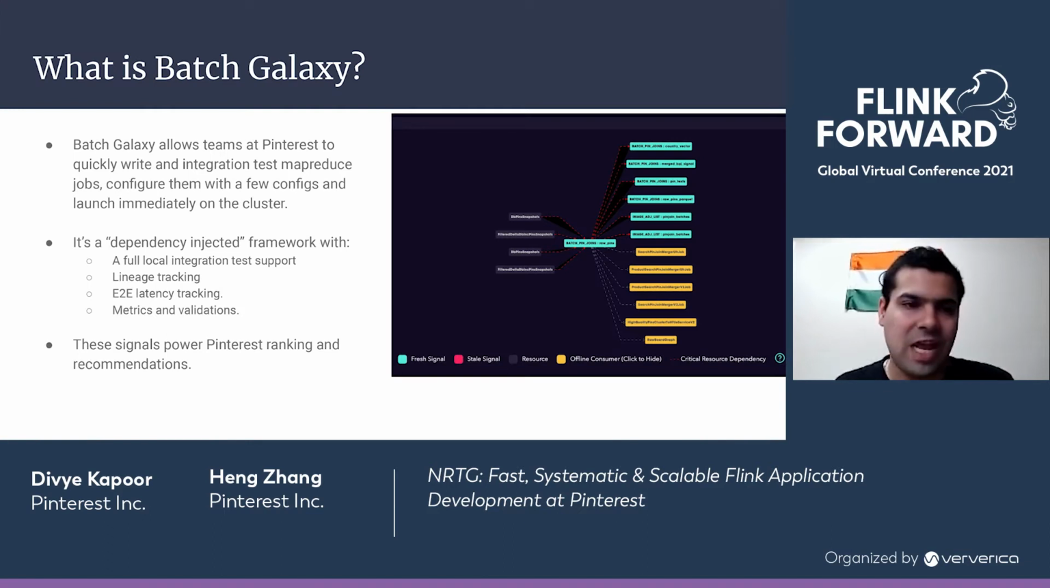So what is Batch Galaxy? Batch Galaxy is the system that allows teams at Pinterest to write and integration test MapReduce jobs and configure them with a few configs, and launch immediately on the MapReduce cluster. It's a dependency injected framework with full local integration test support. You can actually run the MapReduce job locally. And you have lineage tracking, you have a full ecosystem around it, some end-to-end latency tracking, metrics, validations, all sorts of good things that you need in a large-scale system. And the outputs of all these MapReduce jobs power Pinterest ranking and recommendations, among other things. And it's a fairly important system.